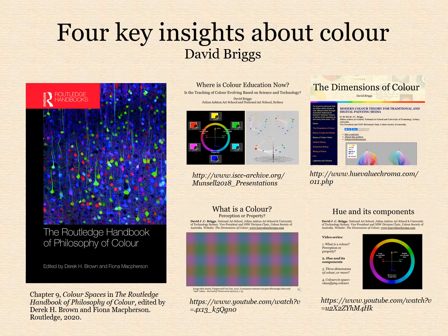So, I know I've covered a lot of ground in this talk, but if you want to read more about these aspects of colour, here are some resources that you could look at. A lot of this came out of being invited to write a chapter on colour spaces for the Routledge Handbook of Philosophy of Colour in 2016 by Derek Brown, who we had yesterday, and Fiona Macpherson. I think since then I've thought of some better ways of explaining some of these things, and these appear in a couple of videos, What is a Colour and Hue and Its Components, that I've got up on YouTube. The part about the basis of the traditional colour wheel is from my presentation for the Munsell Centennial Symposium in Boston in 2018 and is available on the ISCC website. And other aspects of this are covered in my website, The Dimensions of Colour.